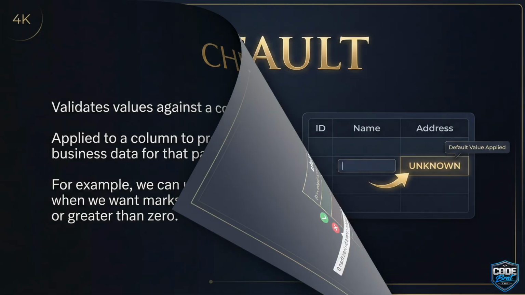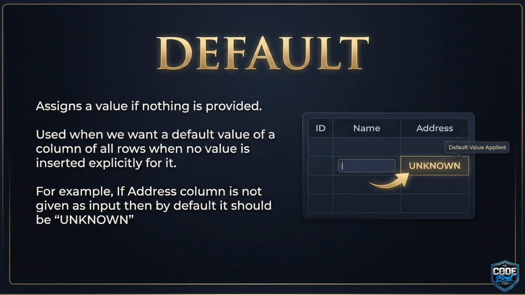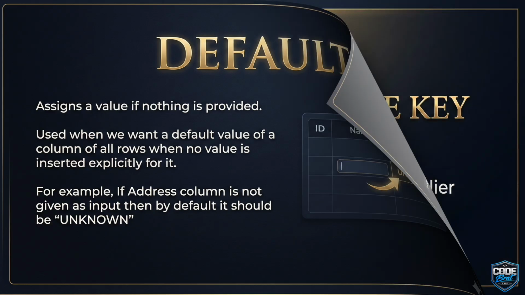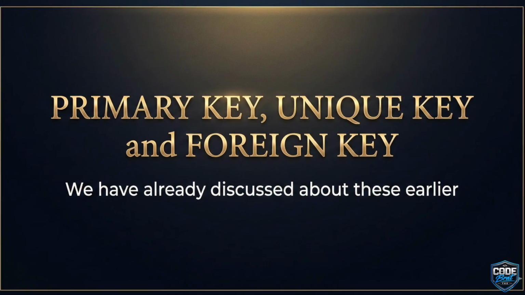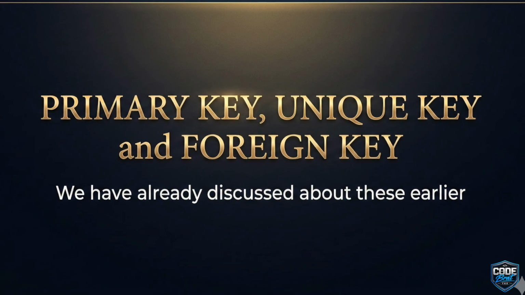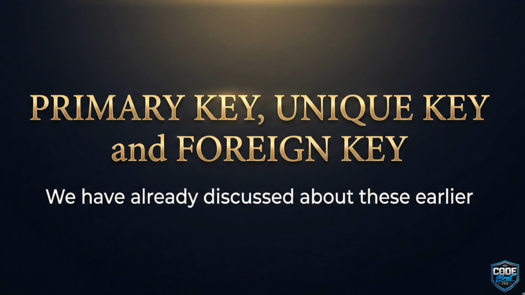Third constraint is default. It assigns a value if nothing is provided. It is used when we want a default value for a column of all rows when no value is inserted explicitly for it. For example, if the address column is not given as input, then by default it should be unknown. Other constraints are primary key, foreign key, and unique key, and we have already discussed these earlier.